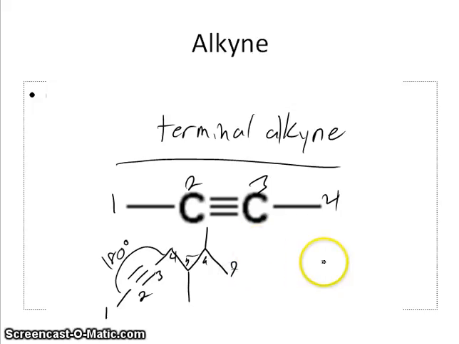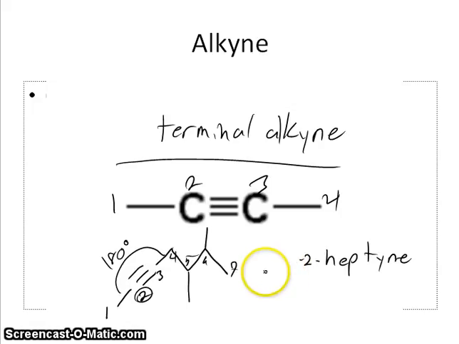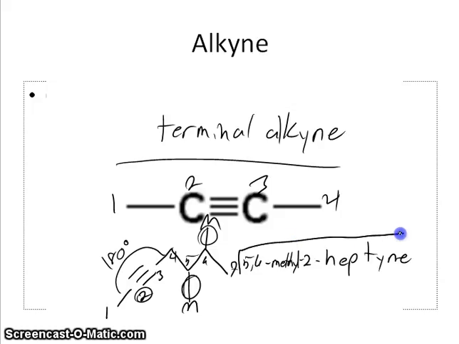So it's 7, so you know it's going to be, I'm sorry, heptyne, and the triple bond starts at 2, so 2, and then you have these 2 methyl groups, so 5,6 methyl. So it's going to be 5,6 methyl 2 heptyne.